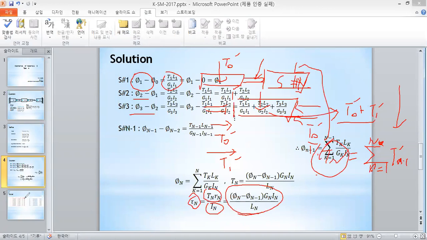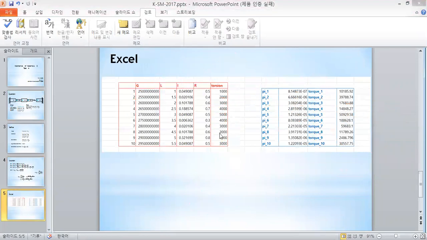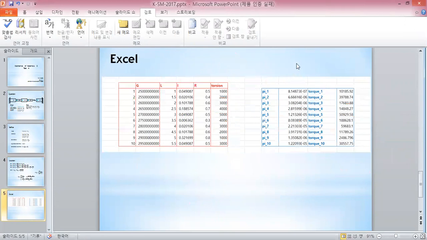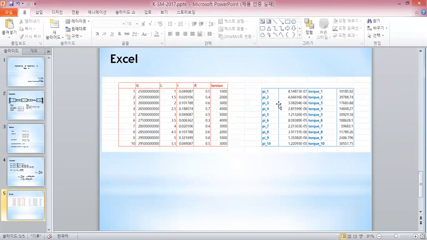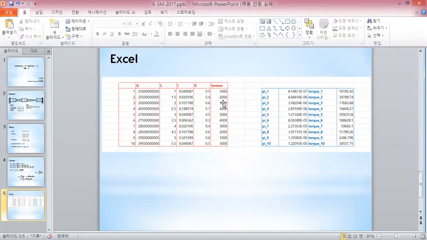And using Excel, we could find these properties. We put in certain properties to find the twist angle and the shear stress. And we just put in any torques, 1000, 2002, like this.